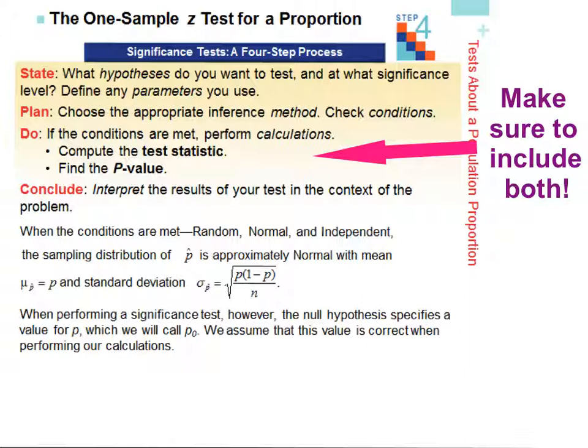Do step, we just talked about that. Get your test statistic, get your p-value, and then the conclusion. We looked at that quite a bit. Reject, fail to reject, all depends on how the p-value compares to alpha.